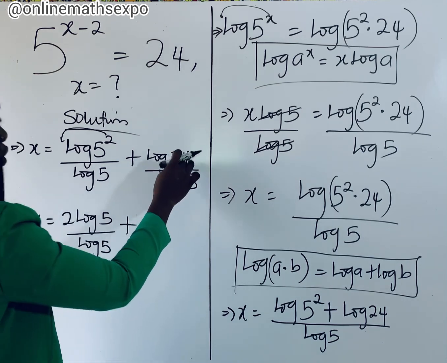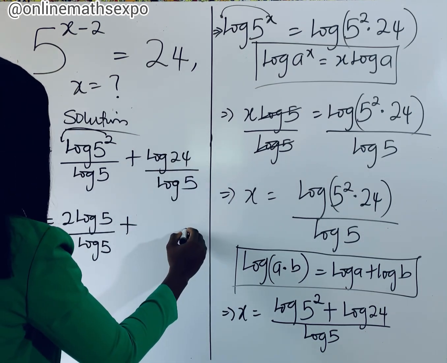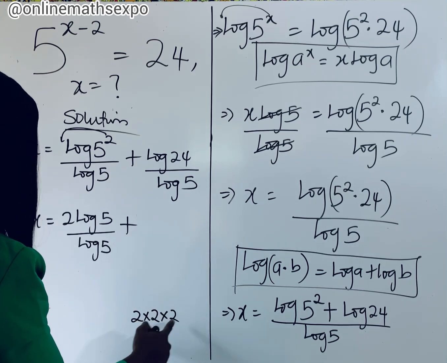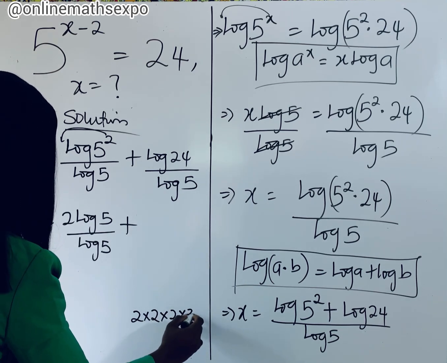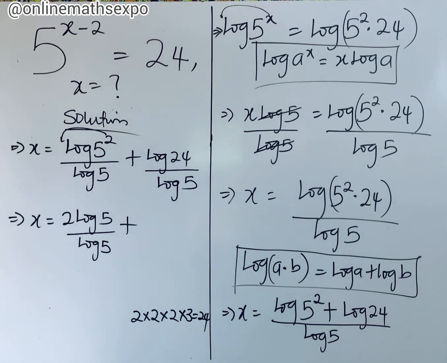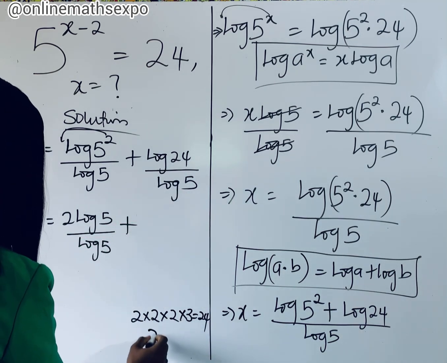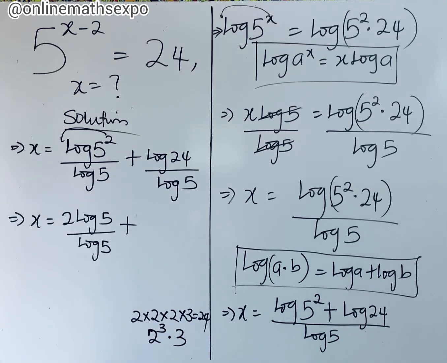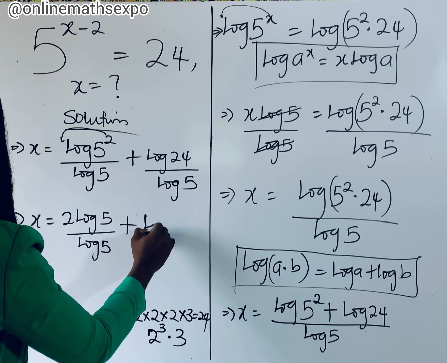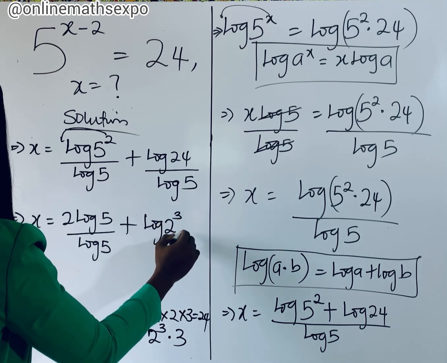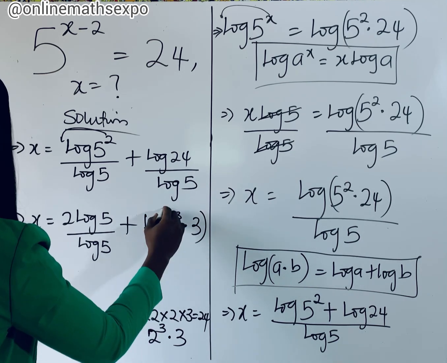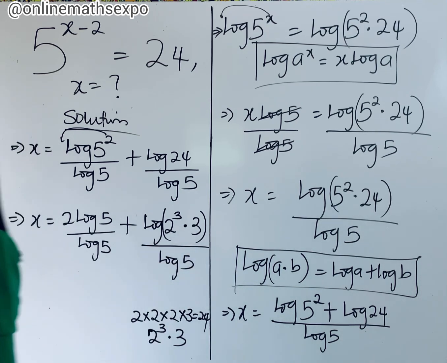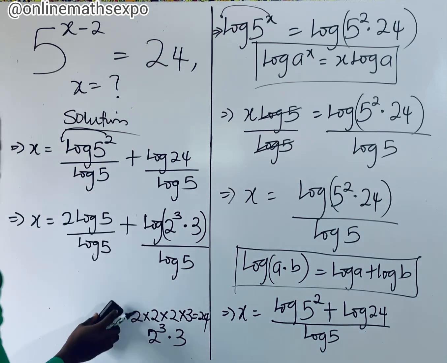Now, what do we do? 24, as we know, is 2. Let's state it here. 2 times 2 is 4 times 2 is 8 and times 3 will give us 24. So it means that 24 can be written as 2 to the third power multiplied by 3. So we can change this to be log of 2 to the third power multiplied by 3. We've not changed anything, and that is divided by log of 5. Now what do we do? Keep simplifying.